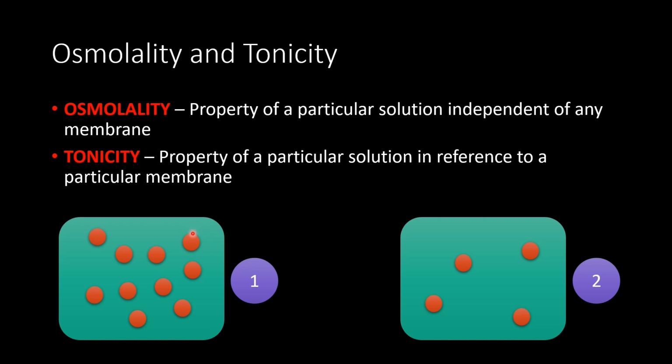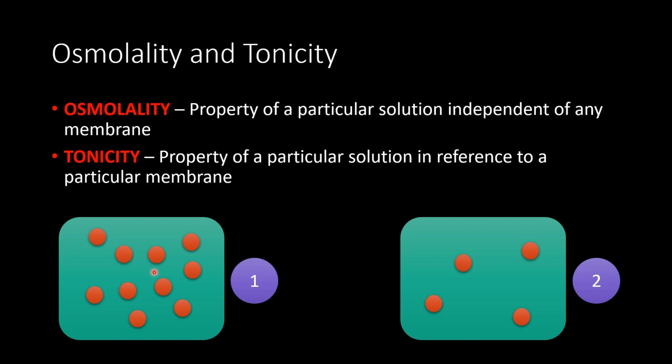So now coming to the concept of osmolality and tonicity. We need to understand what osmolality and tonicity are. Osmolality refers to the property of a particular solution independent of any membrane. That means the property of a solution irrespective of what type of membrane is surrounding that solution. May it be a permeable membrane, impermeable, or semi-permeable, it doesn't matter. Whatever solute concentration is present inside a solution, the osmolality is referring to that.